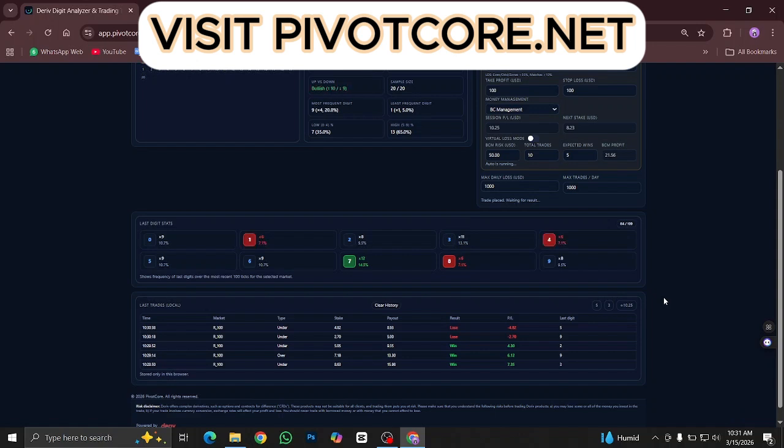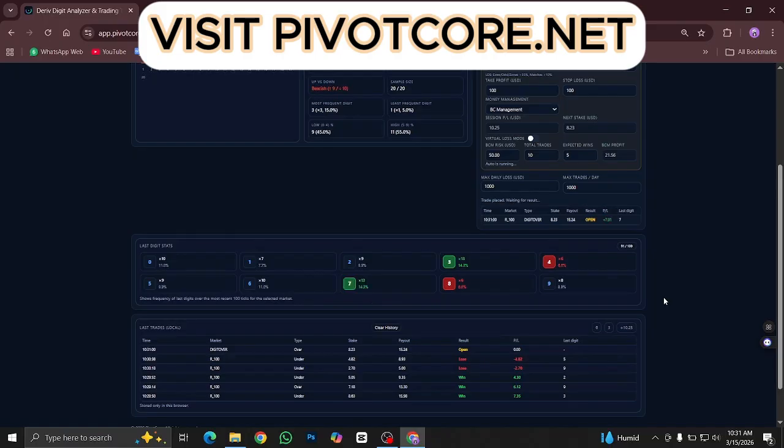Why am I using PivotCore.net instead of manual trading? It's simple: speed and discipline. The bot doesn't get tired, and it doesn't get greedy. It follows the 4 over, 5 under logic perfectly.